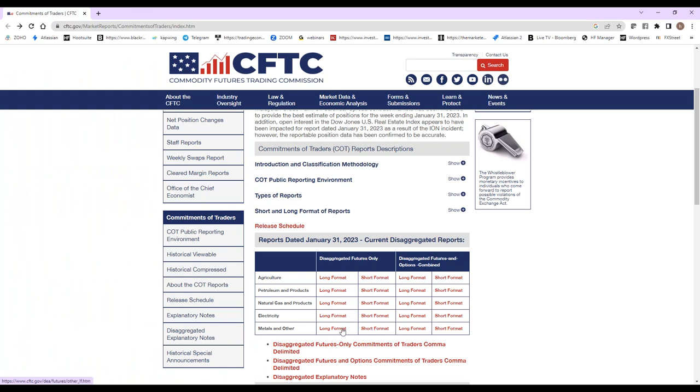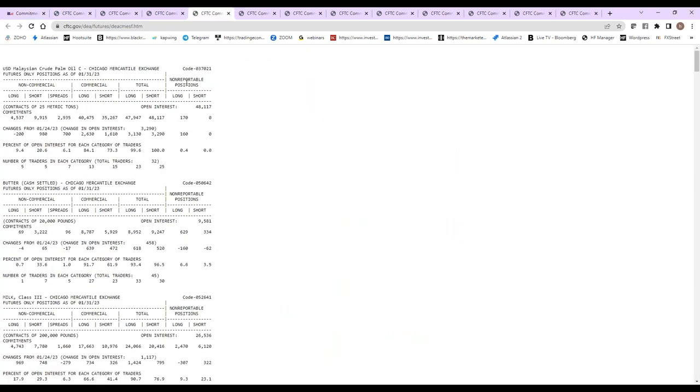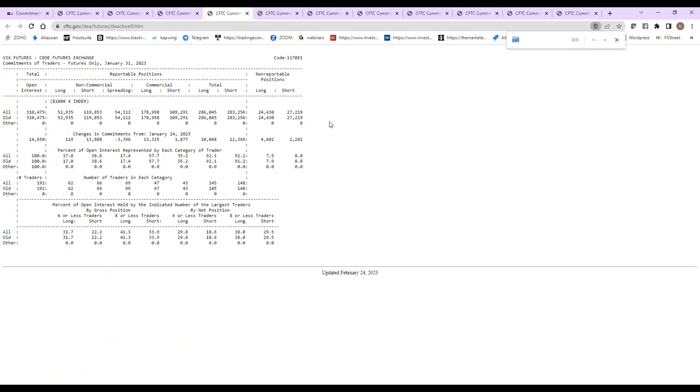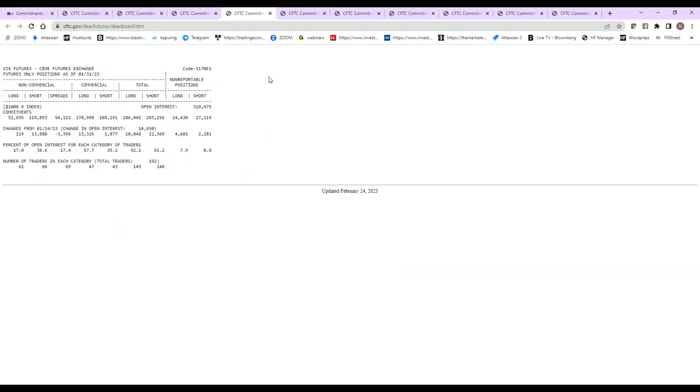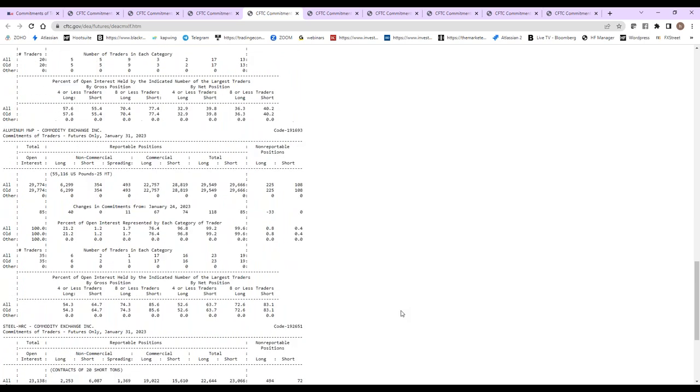We open the metals long and short futures only. Let's go down and open the legacy as well. Long, short, long, short. US, we have futures, but we're going to see futures in a second. Okay, this is not included. Palladium is not included over here. This is VIX futures, silver, copper, gold, cobalt, aluminium, and steel.